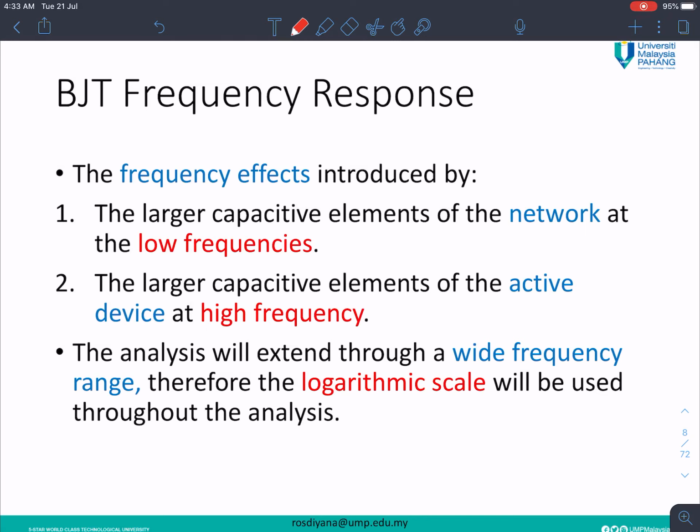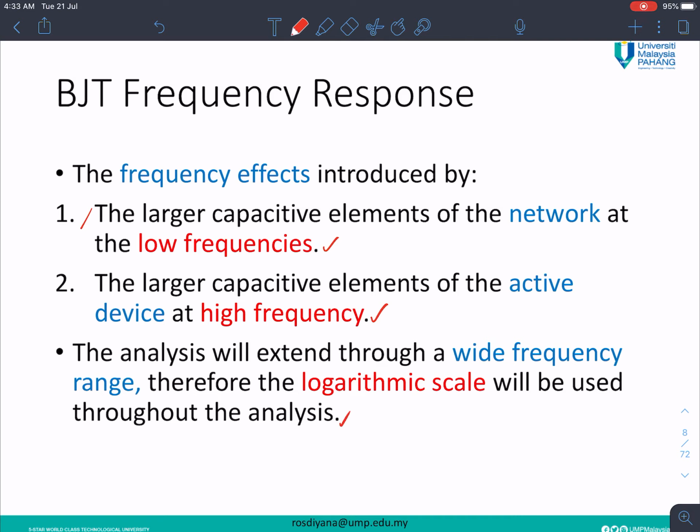In the BJT amplifier, the frequency effects are introduced by, first, the larger capacitive elements of the network at the low frequencies. Second, the larger capacitive elements of the active device at high frequency. The analysis will extend through a wide frequency range. Therefore, the logarithmic scale will be used throughout the analysis.